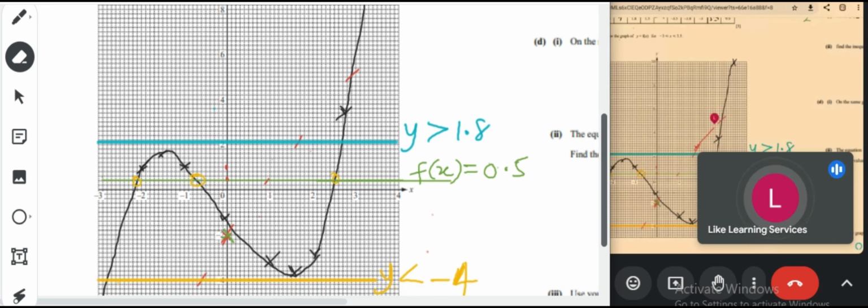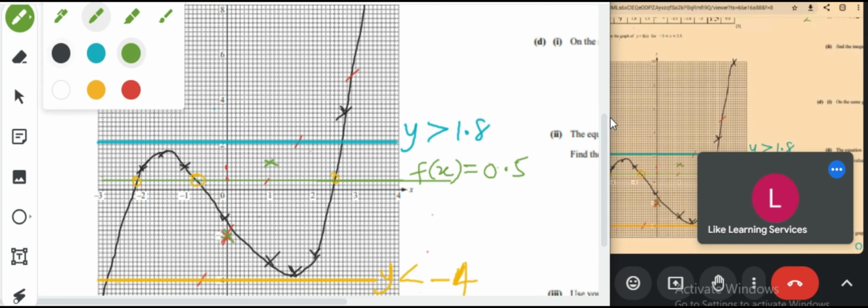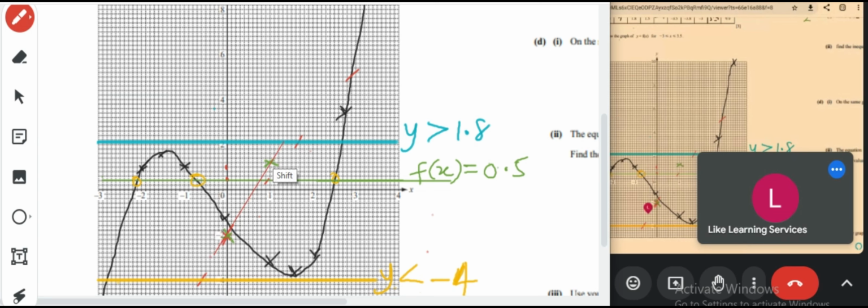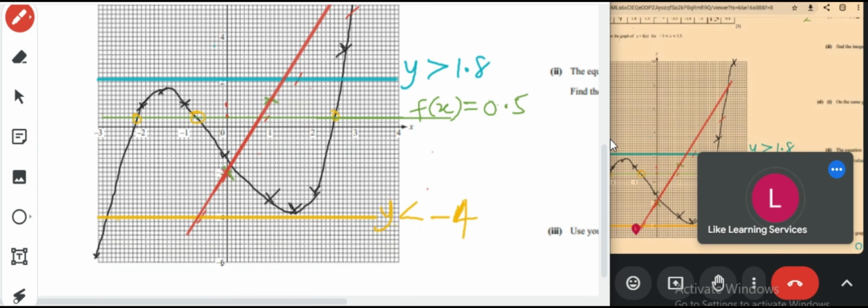Okay, I can join when x is 1, y is 1. When x is 1, y is 1. There's somewhere here, and I join the straight line. What can I use? Let me use red. All right.